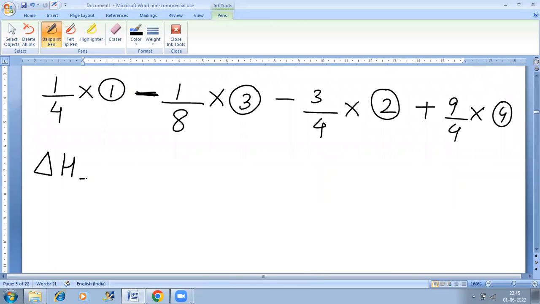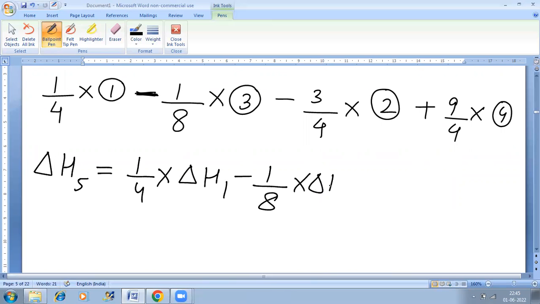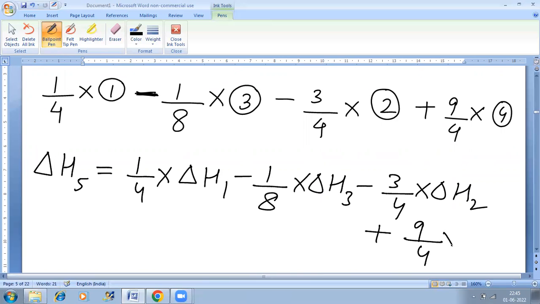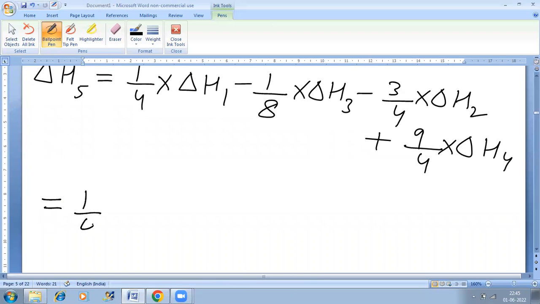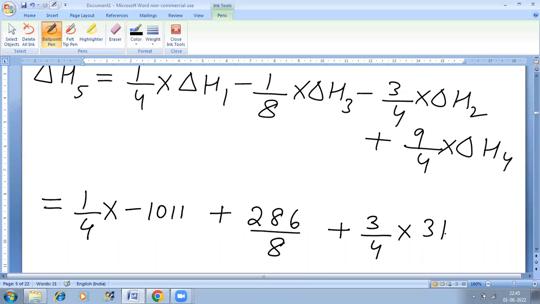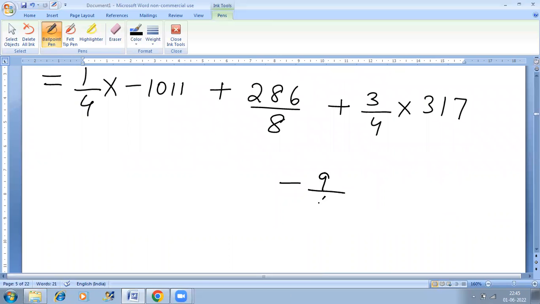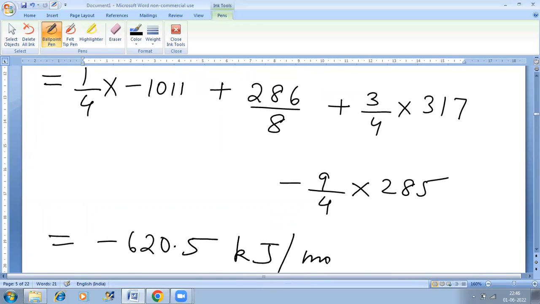So the value of delta H5 will be 1 upon 4 into delta H1 minus 1 upon 8 into delta H3 minus 3 upon 4 into delta H2 plus 9 upon 4 into delta H4, which is equal to 1 upon 4 into minus 1011 plus 286 upon 8 plus 3 by 4 into 317 minus 9 by 4 into 285. On solving this, the answer is minus 620.5 per mole of N2H4.